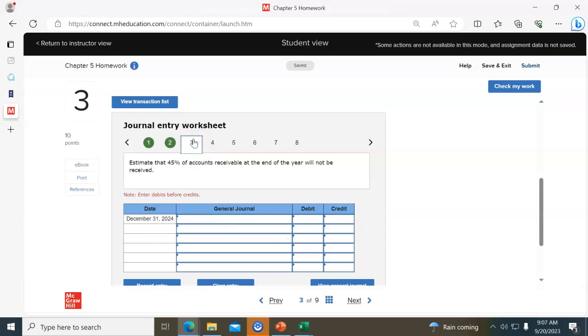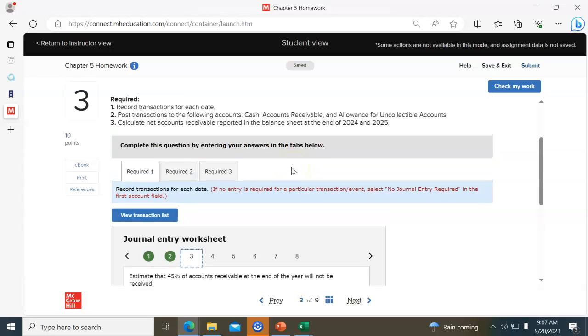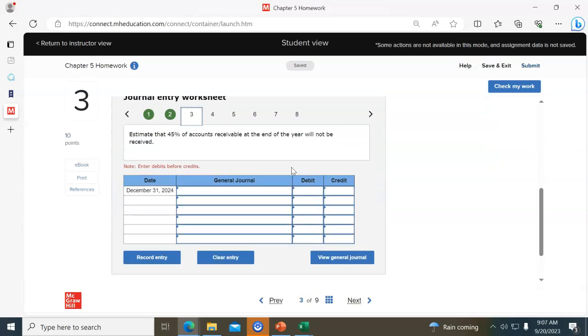Estimate that 45% of accounts receivable at the end of the year will not be received. This is our first year, so we don't have a balance sitting in our allowance, okay? So the first year is easy. It's the second year that is challenging. 45% of the accounts receivable. We had 41,000. We received 25,000. What's our net accounts receivable?